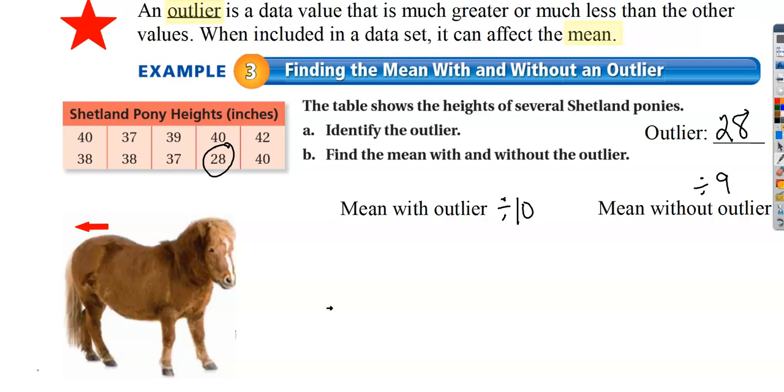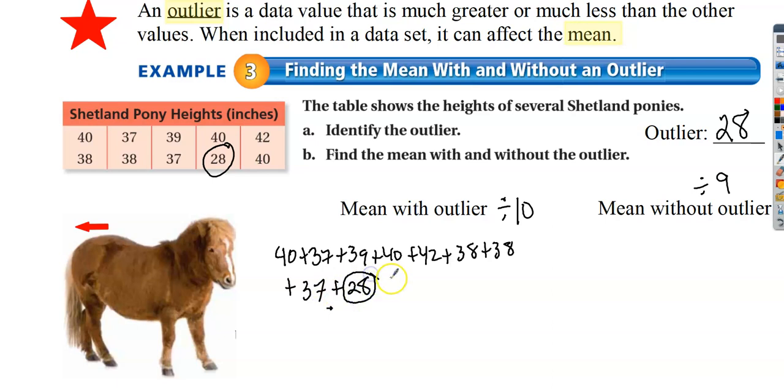All right, so here we go. There's a lot of numbers to add. So I have the 40 plus 37 plus 39 plus 40 plus 42 plus 38 plus 38. I'm going to do another row here, plus 37 plus 28. I'm going to circle that one because I'm going to remember that that is the outlier.